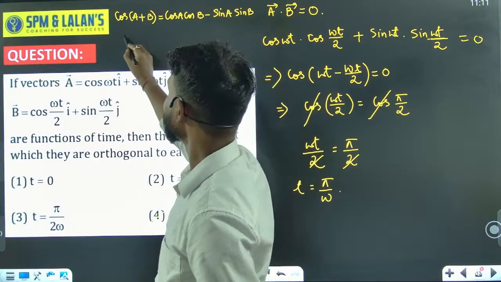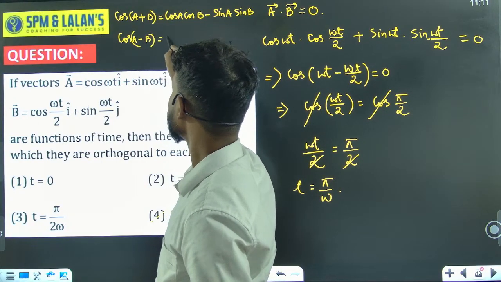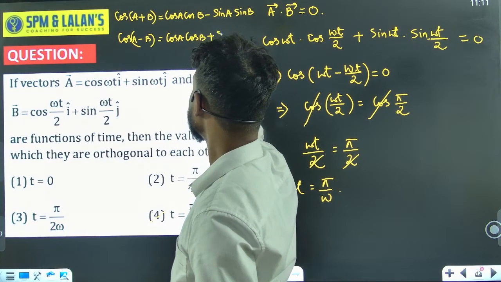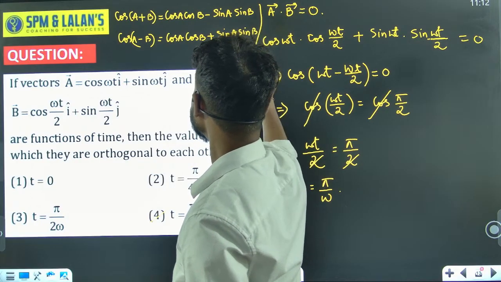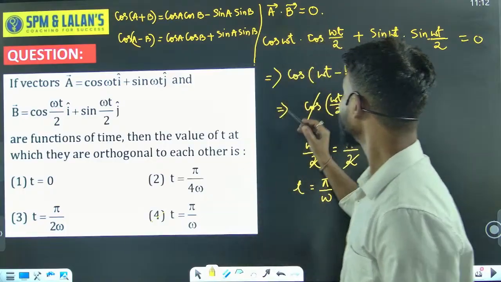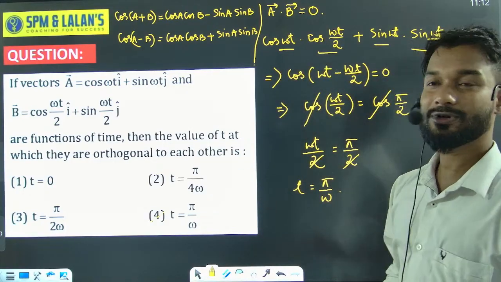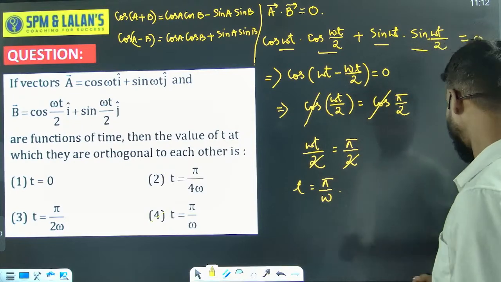And what is cos(a - b)? Cos(a - b) is cos a cos b plus sin a sin b. This is our formula. So here we are getting cos a cos b plus sin a sin b, and that is equal to what? Cos(a - b). I replace the values and I got t equals pi by omega.